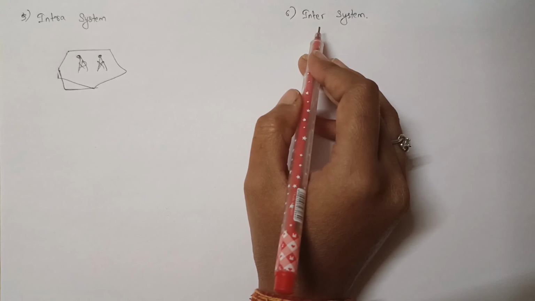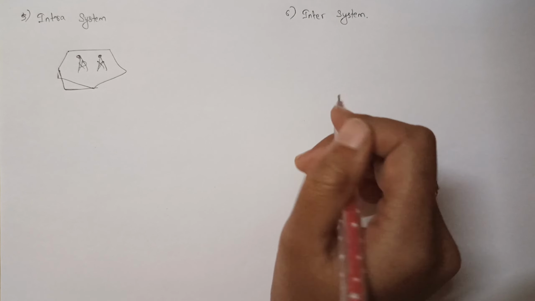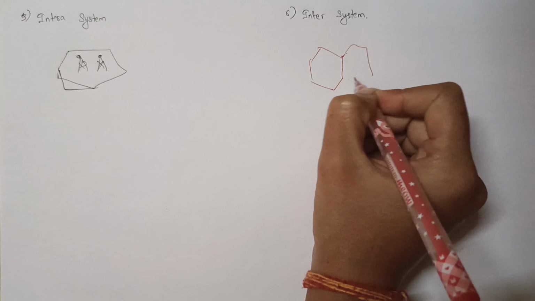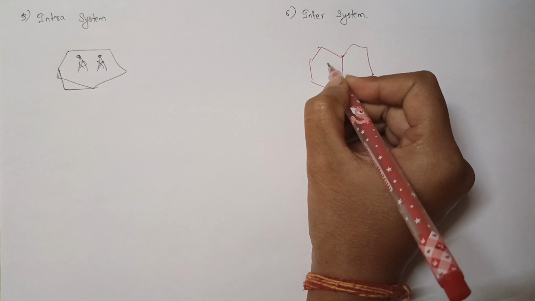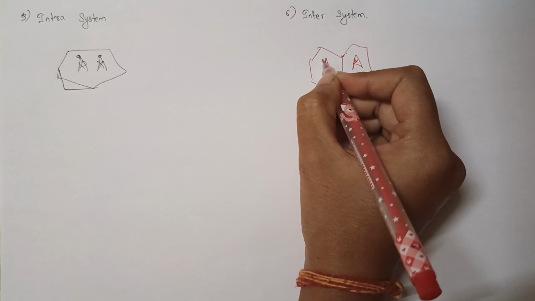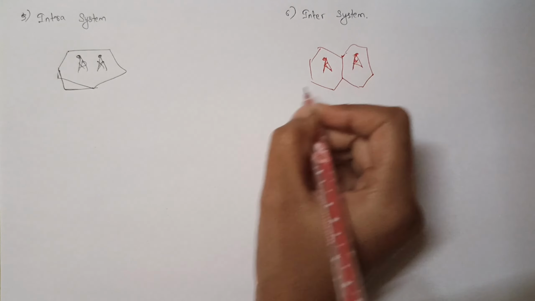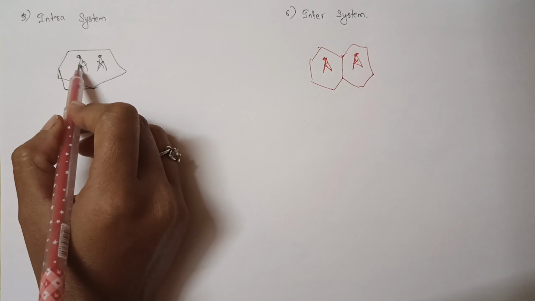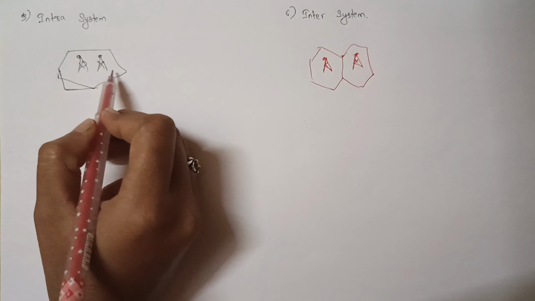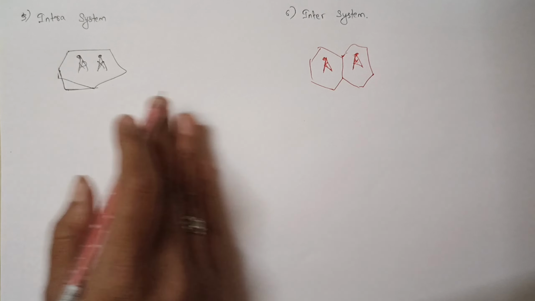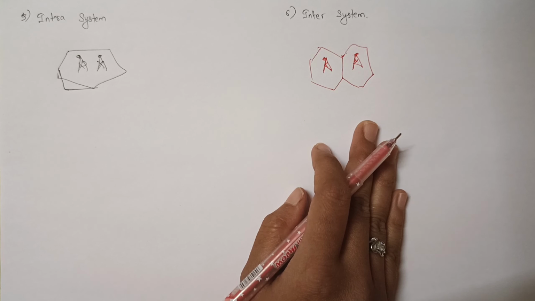And what is inter-system handoff? This is when the device is traveling from one cell to another cell and it is changing its connection from one cell's base station to another cell's base station, whereas here the connection is changed from one base station to another base station in the same cell. So this is intra-system handoff, and this is inter-system handoff.